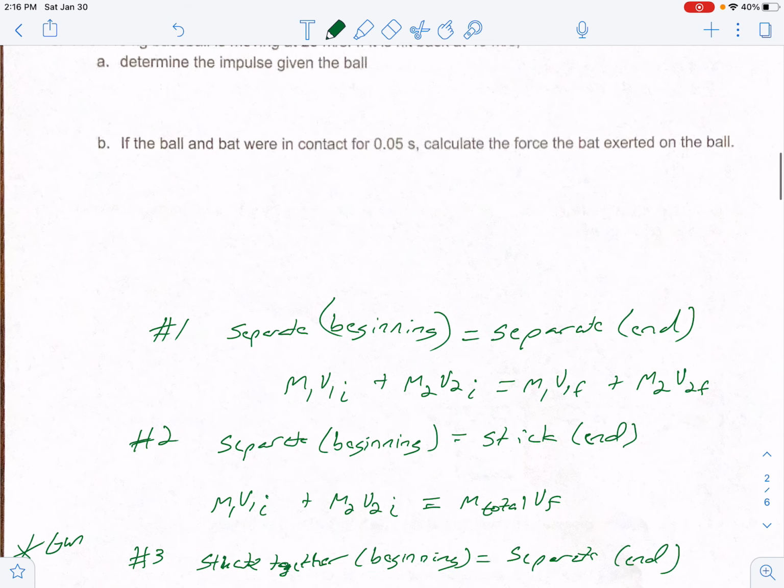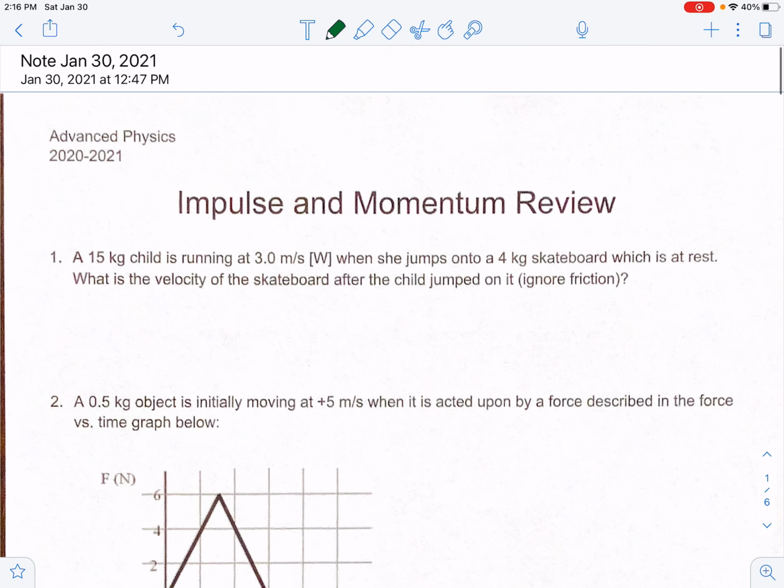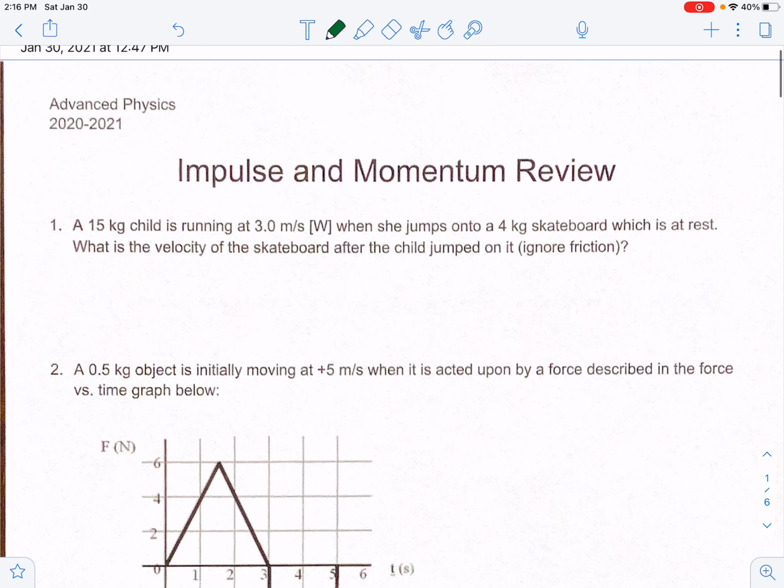Now that we know what we know, we'll start doing our review. This is the review, page 25, 26. Number 1, we have a 15 kilogram child running at 3 meters per second when she jumps onto a 4 kilogram skateboard. So I have 2 masses now. When I have 2 masses like this, it's a hint that I need to start doing the M1 and M2 thing. So I'm going to start labeling stuff.